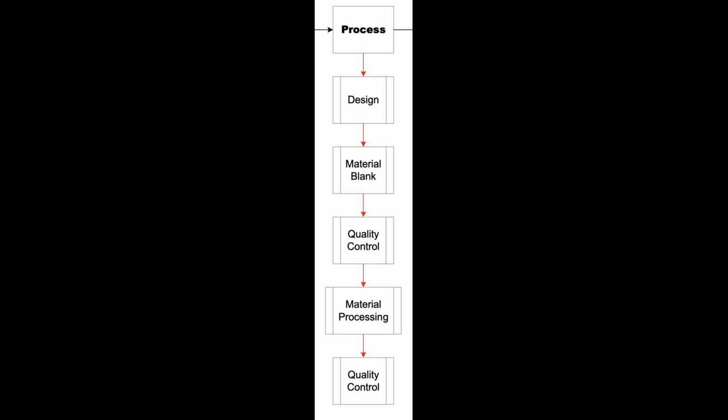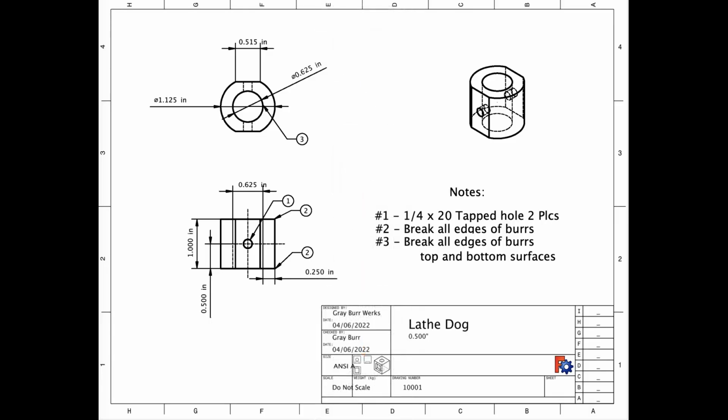The third process box is the processes, which has sub-process boxes of design, material blanks and quality control, material processing, and quality control again. I used FreeCAD to design and produce the prints for the lathe dog main body. I determined the blank dimensions of the parts and the material blank sub-processes from the FreeCAD design.